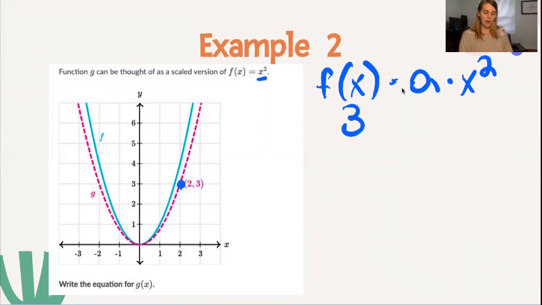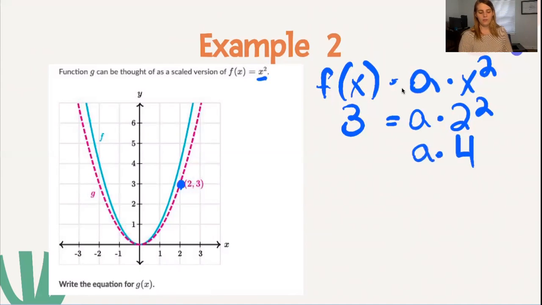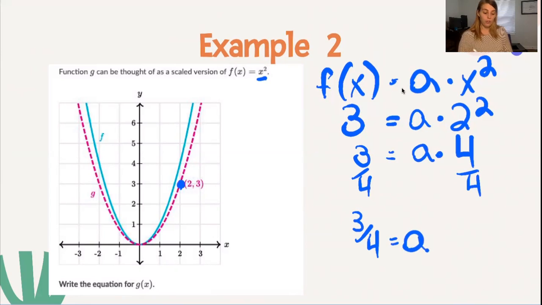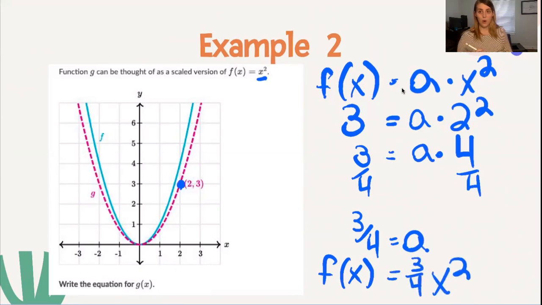So I'm going to fill in my point. My y is equal to 3. I don't know what my scale factor is, but I know that my x value is 2. So now I can just plug and solve. I divide. So this gives me that a factor is 3/4. So when I rewrite the equation, I have f of x is equal to 3/4 times x squared. Now you're going to try some and we'll go over them.